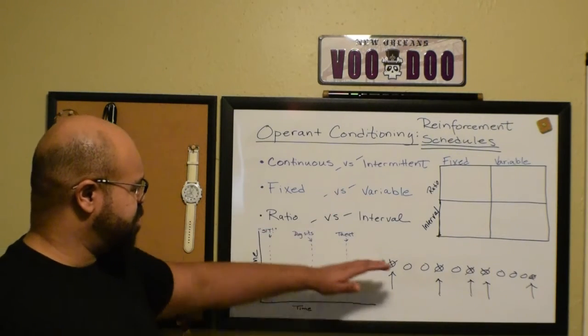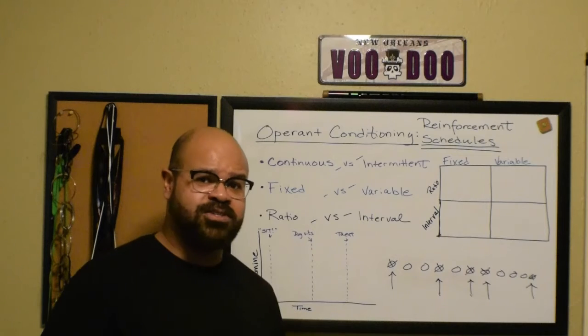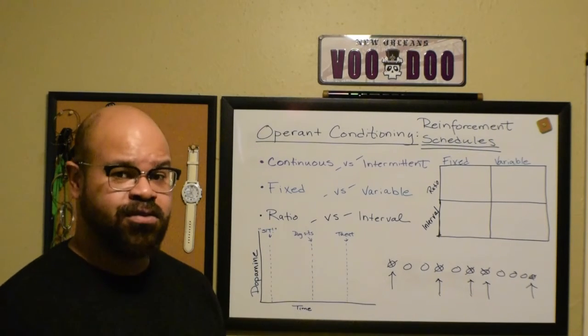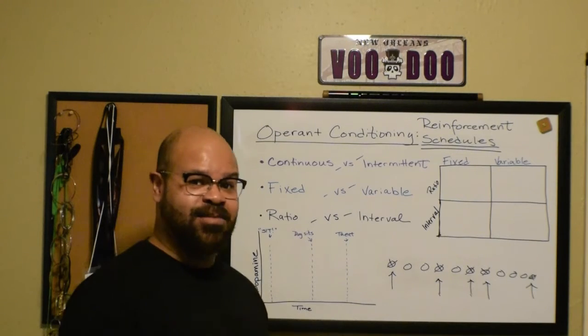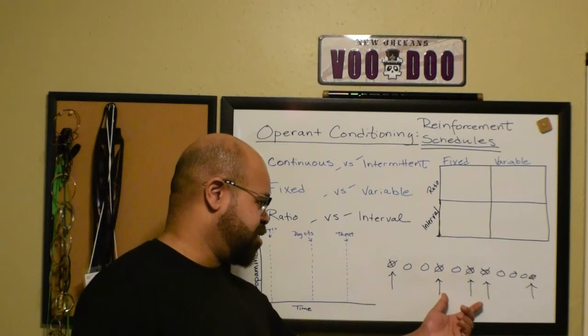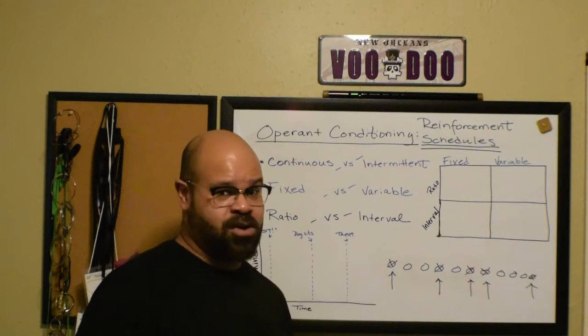So fixed just means that the intervals in between are the same, whereas variable means that the intervals between are different, they change. Now I may plan that ahead of time and say, well, I'm going to do 4, then I'm going to do 2, then I'm going to do 1, then I'm going to do 4 again.